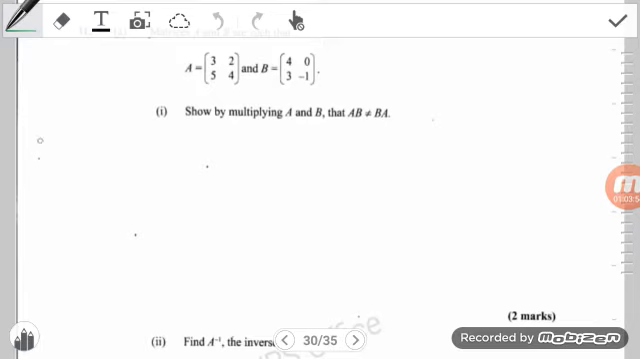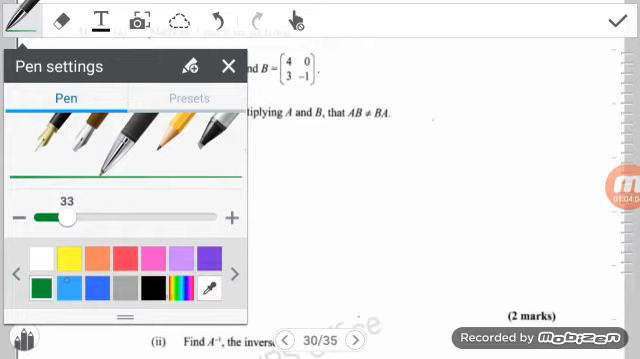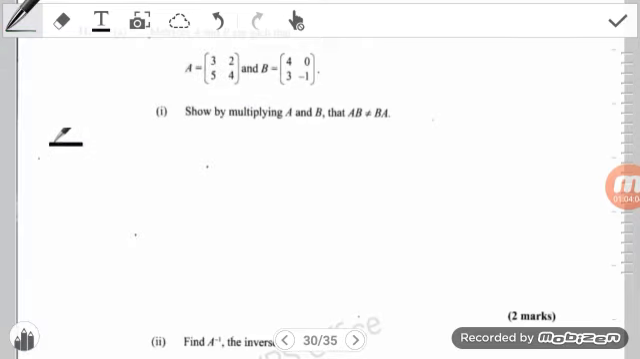So we have 4, 3. Where did I get 4, 3 from? I actually have, let's change back to regular. Okay, good. So we have 3, 2, 5, 4. We're going to multiply that now by 4, 0, 3, minus 1.